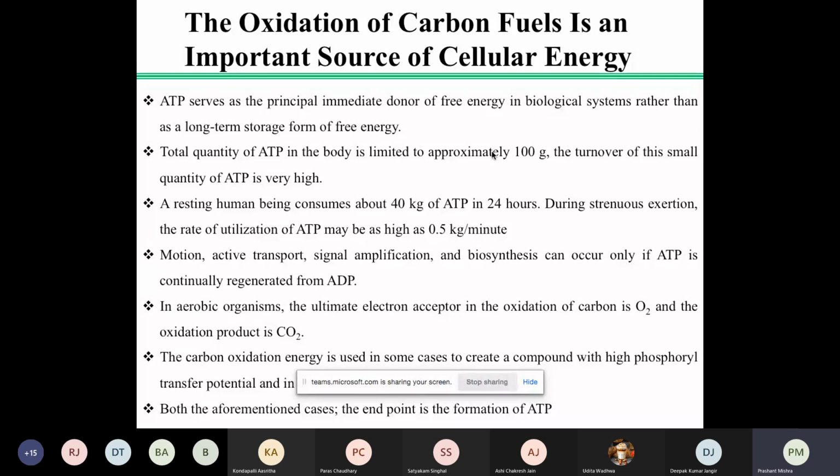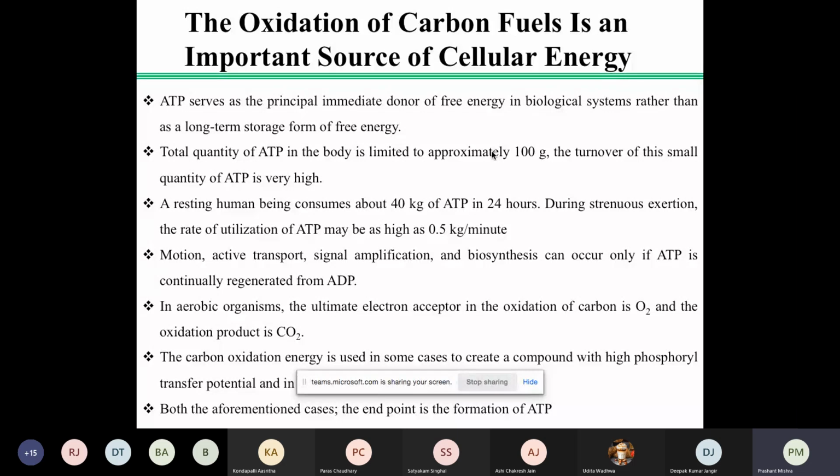Now the question comes: how much ATP should be produced? Should we produce a lot of ATP and keep it as storage? What is the feasibility? What are the places where ATP is being produced, and what are the places where ATP is being consumed? This concept we are going to talk about.